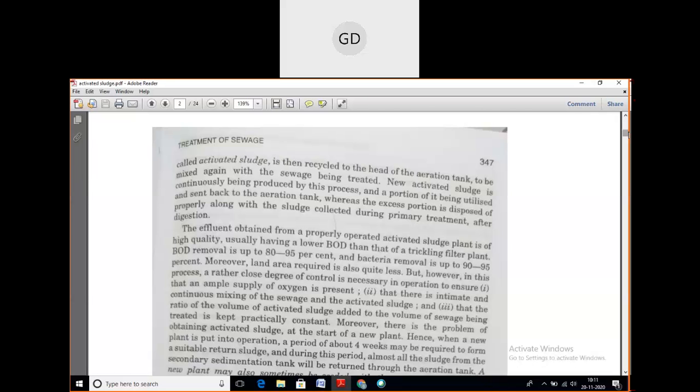some operations are necessary. Like it is written here, a rather close degree of control is necessary in operation to ensure, first, an ample supply of oxygen, because this treatment process is done only in the presence of oxygen. And second, that there is intimate and continuous mixing of the sewage and the activated sludge. So you have to control the operation process, because there is an intimate and continuous mixing of the sewage and the activated sludge.